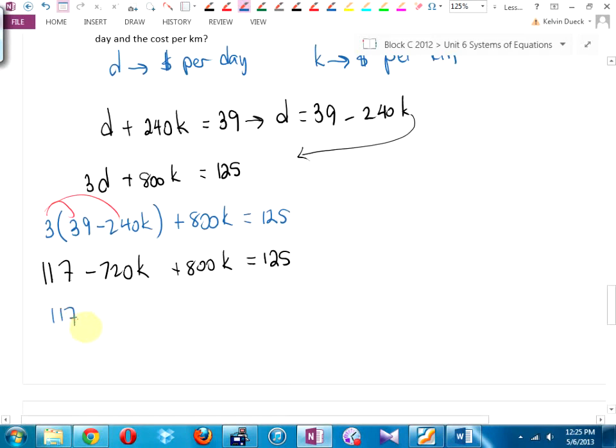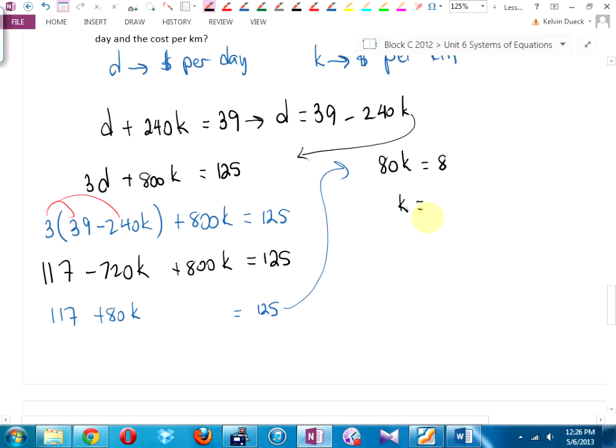117, negative 720K plus 800K. Minus 117 from both sides, yes? Yep. You'll get 80K equals 8. What does K equal?